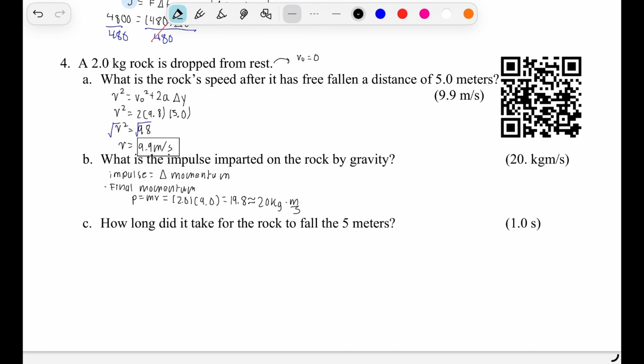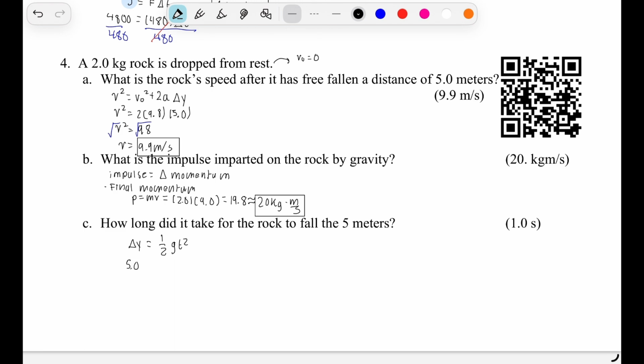How long did it take for the rock to fall 5 meters? We know that we can measure the change in our height, our displacement, by using the delta x formula and just using delta y instead, because that's just our displacement in the vertical direction. So this is going to be 1/2 g t squared.